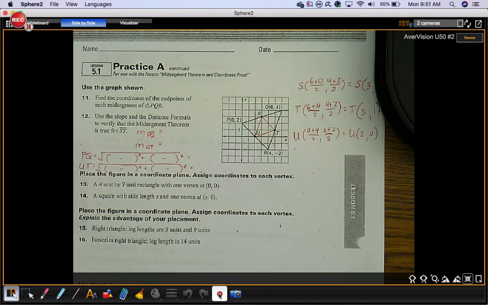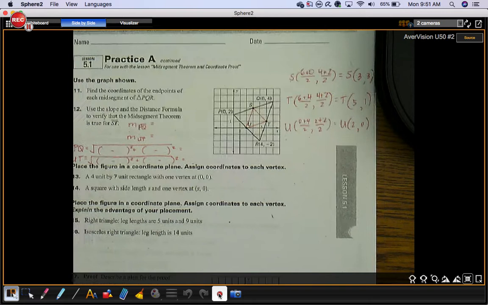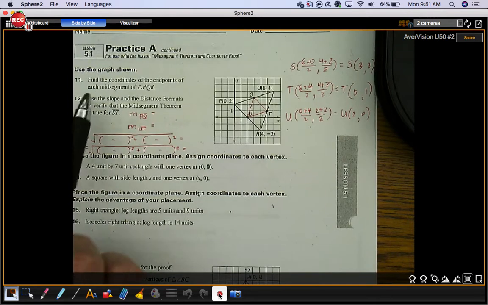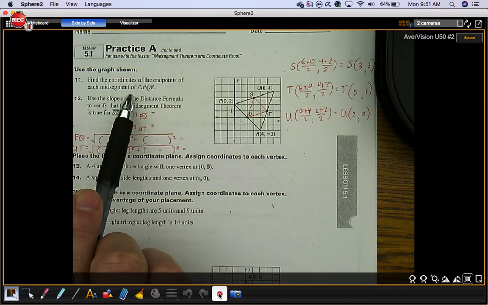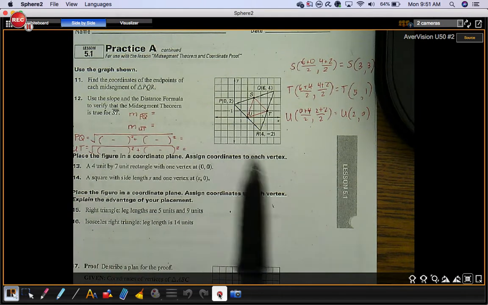This is practice A for section 5.1. This is the back of the worksheet. We're going to find coordinates of the endpoints of each mid-segment of triangle PQR.